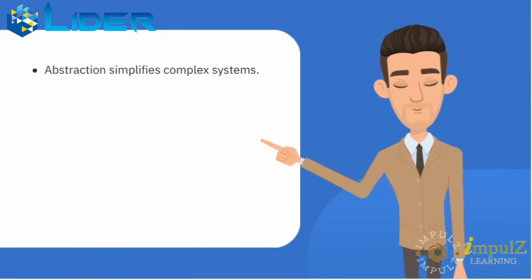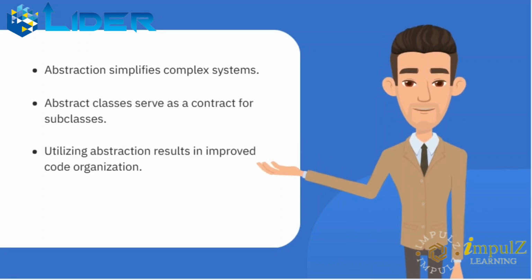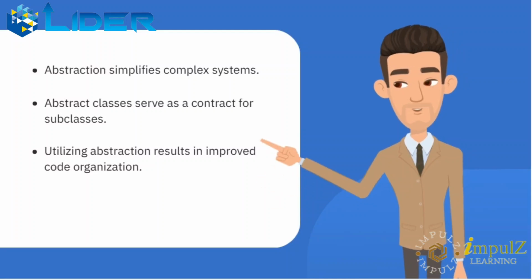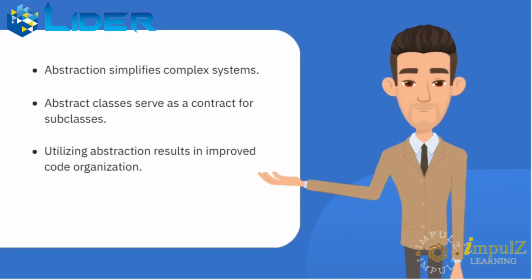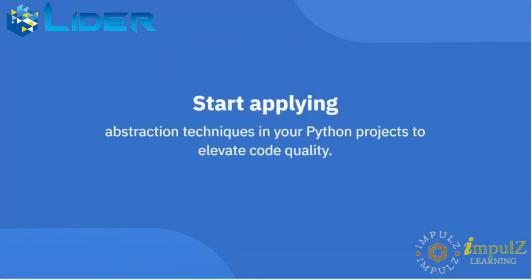Let's recap what you learned. Abstraction simplifies complex systems. Abstract classes serve as a contract for subclasses. Utilizing abstraction results in improved code organization. Start applying abstraction techniques in your Python projects to elevate code quality.